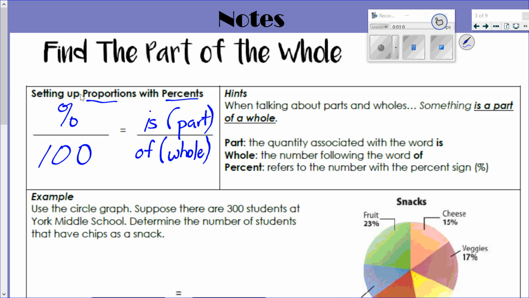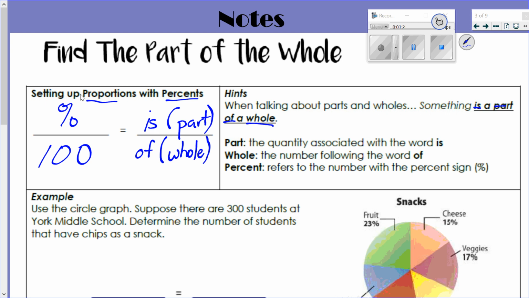Okay? So, hence, we're talking about parts and wholes. Something is a part of a whole. Notice how those work? Is a part of a whole. So those words are going to tell you where to focus in.